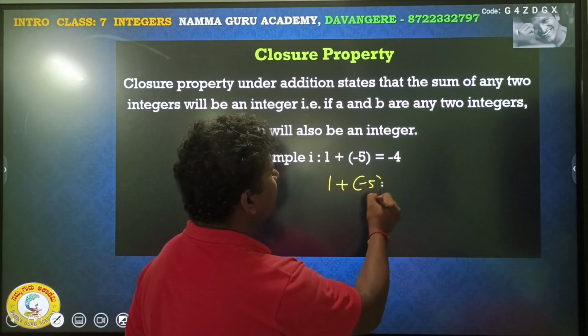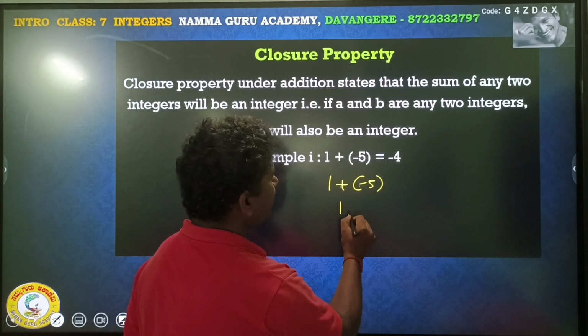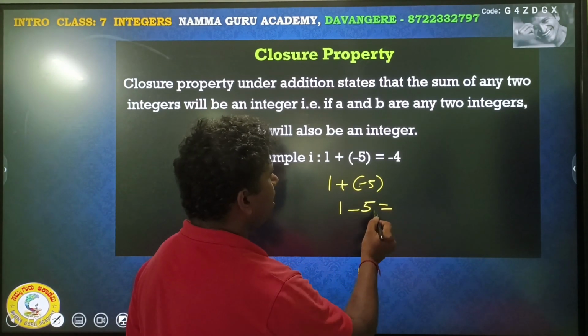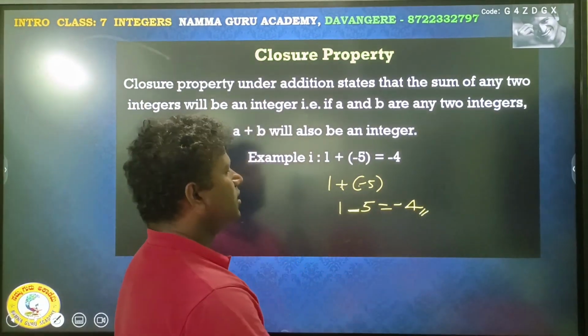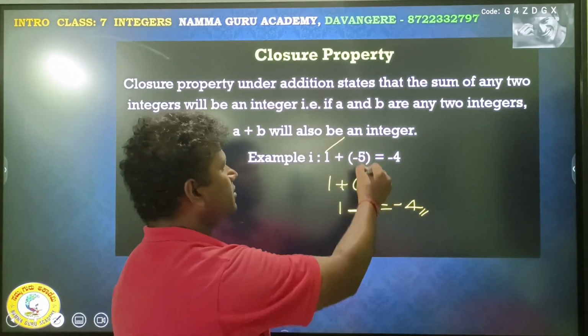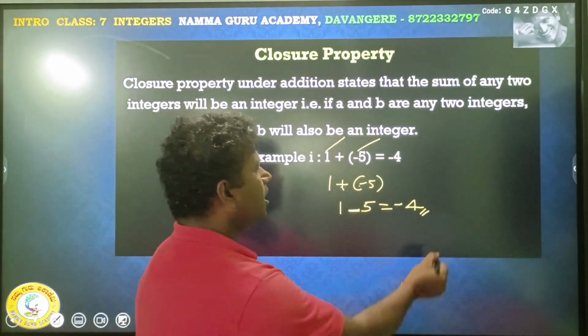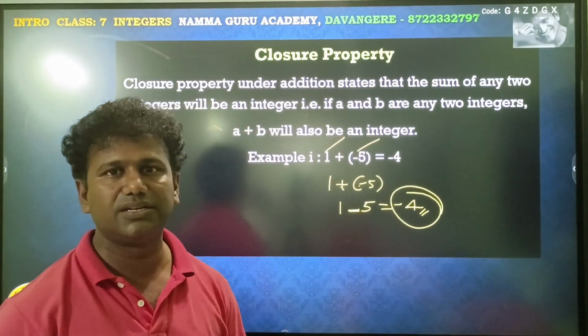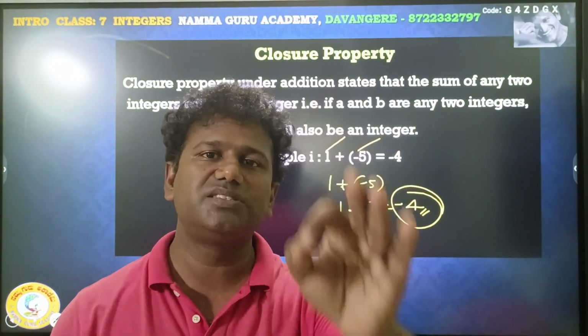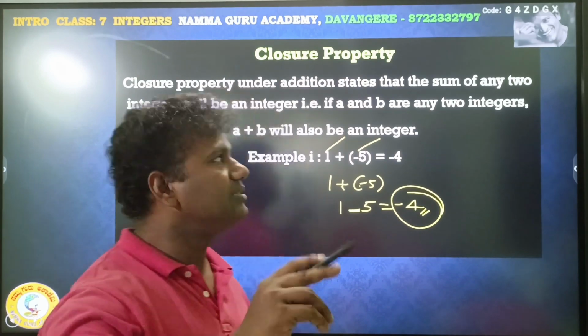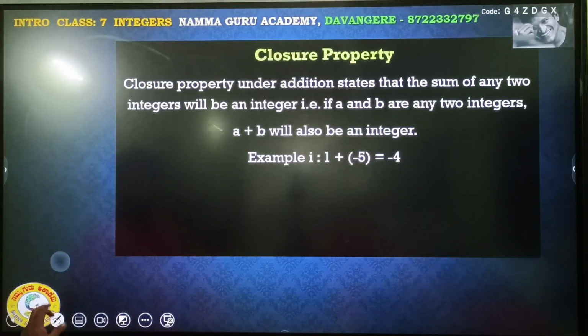I have given another example here: 1 plus minus 5. What does it become? 1 plus into minus 5, the answer will be 4, but the bigger number's sign is minus, so minus 4. Here 1 is an integer, minus 5 is an integer, and the answer minus 4 is also an integer. So when we add two integers, the answer will always be an integer only. That is known as closure property.